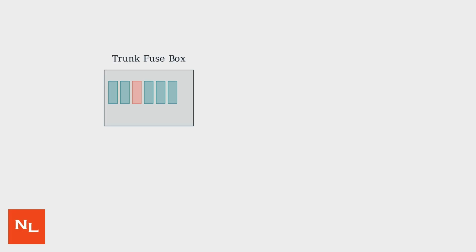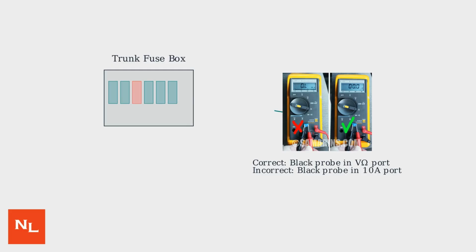The fuses controlling MMI modules are located in a compartment on the left side of your trunk. Use a multimeter to test each fuse. Set it to resistance mode and place the probes correctly. The black probe goes in the V-ohm port, not the 10-ohm port. Replace any burned-out fuses with the correct amperage rating.